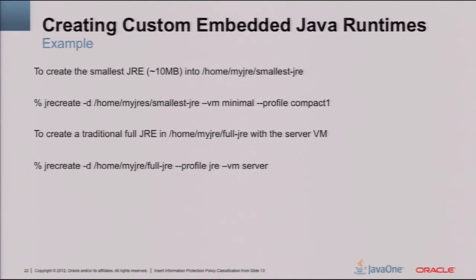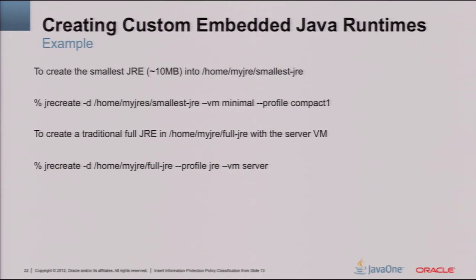Well, by default, if you tell me I want compact 1, you're going to get the minimal VM anyway, because we assume that if you want small, you're going to get small. But you can override that. If you want to run the server VM with profile 1, just put server in there instead. Or if you want all the VMs so that you can run Java -server or Java -client, you would do -VM all, and we'll put out all the VMs into the Java runtime.